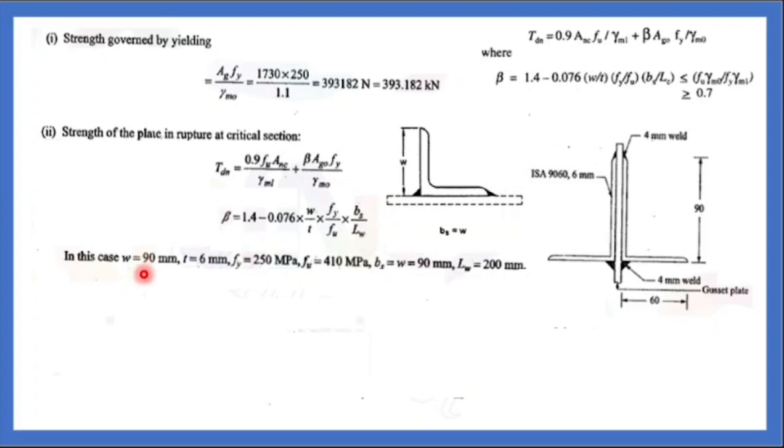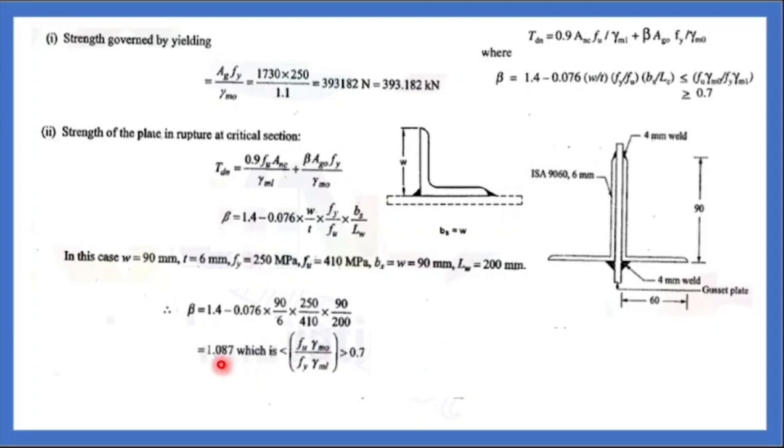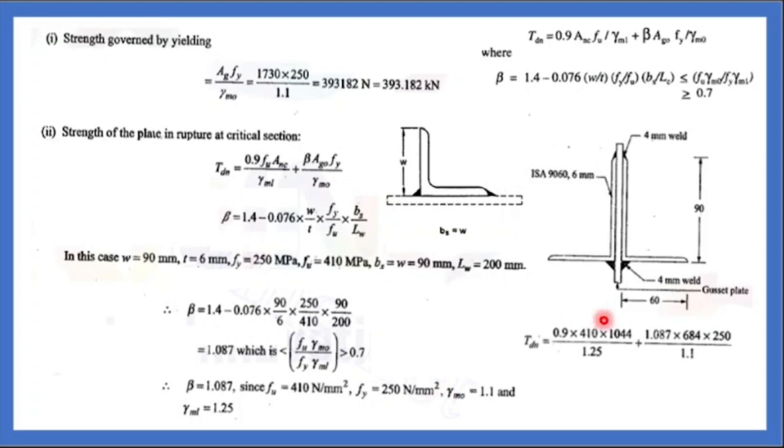All the values are known: w, t, Fy, Fu. Now if you substitute these values, you get 1.087, and you can substitute here. From the table you can take gamma M0 as 1.1 and gamma M1 as 1.25. Fu they have given as 410, Fy is 250. Knowing all the values, substitute here and you get 477.168 kilonewton. Now this is your rupture critical strength.